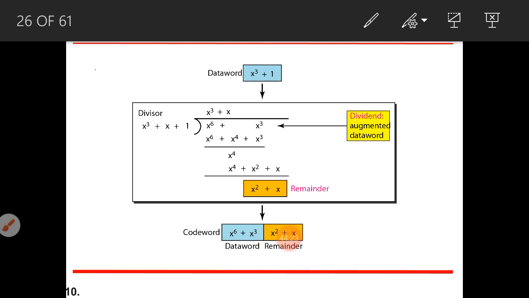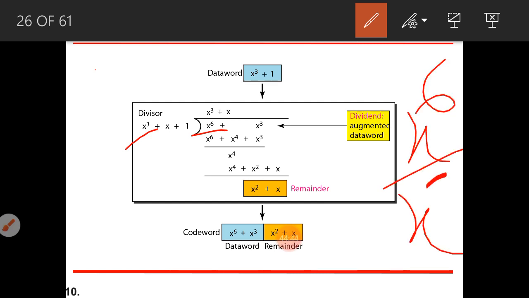First, you have to divide the first term of the dividend. What is the first term of the dividend here? That is x raised to 6, and it has to be divided by the first term of the divisor, that is x raised to 6 divided by x raised to 3. What result will we get?